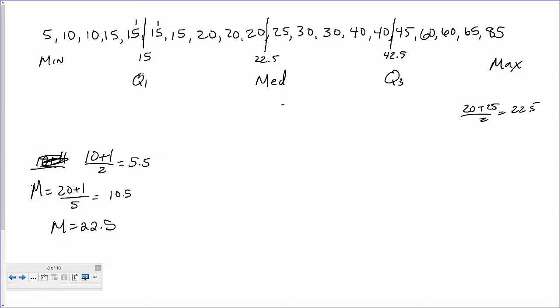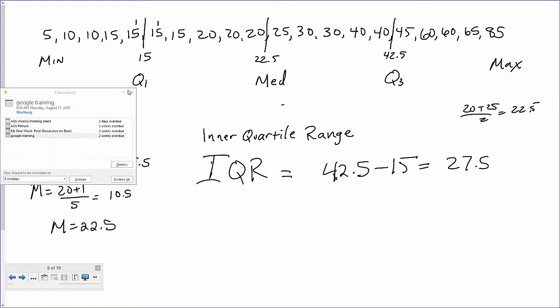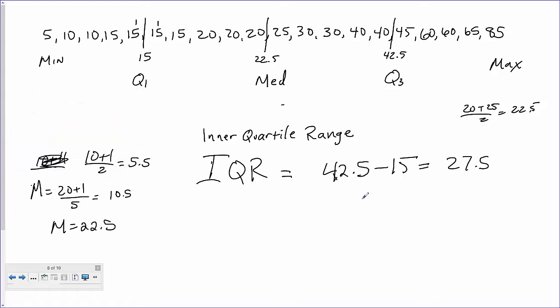All right. One of the things that we are also going to take a look at is something known as the interquartile range. All the interquartile range is going to be is the difference between the first and the third quartile. So all we have to do is 42.5 minus 15, and that tells us the interquartile range in this case is 27.5.